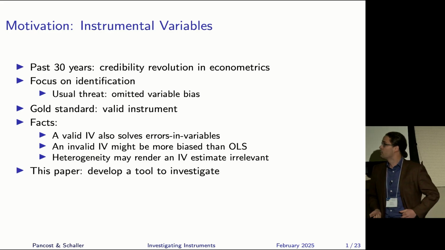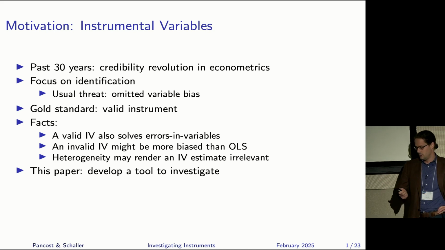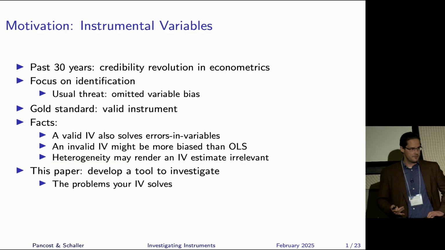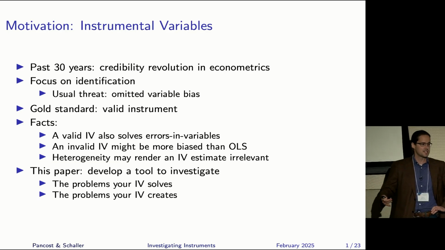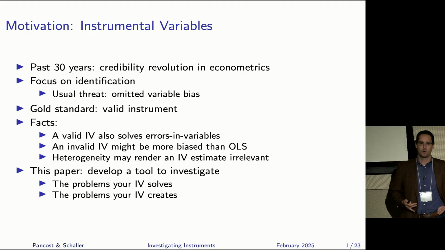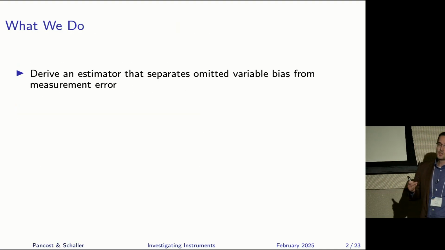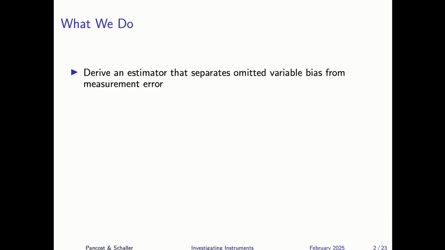Okay? So in this paper, what we're going to do is develop a very, very simple tool that will allow you to investigate both the problems that your IV solves and the problems that your IV creates. And it's going to be a tool you can use ex post to quantify how important these channels are. Okay, so what we do. I'm going to show you an estimator that will separate omitted variable bias from attenuation bias due to measurement error. Okay, that's not an easy thing to do.